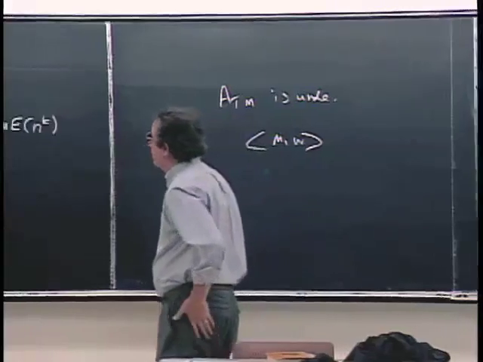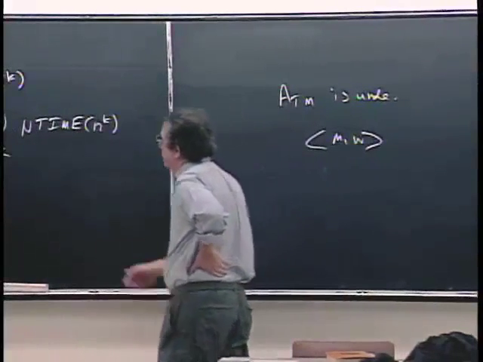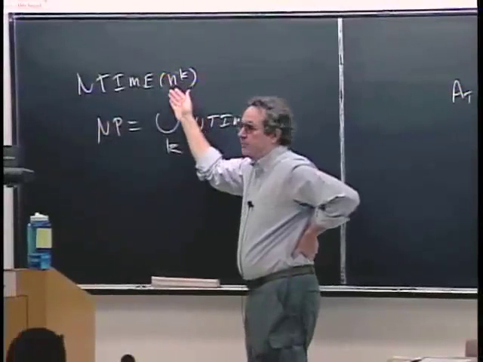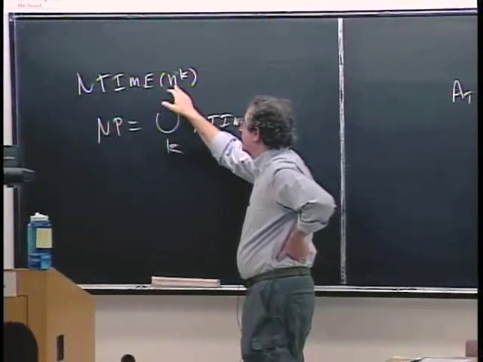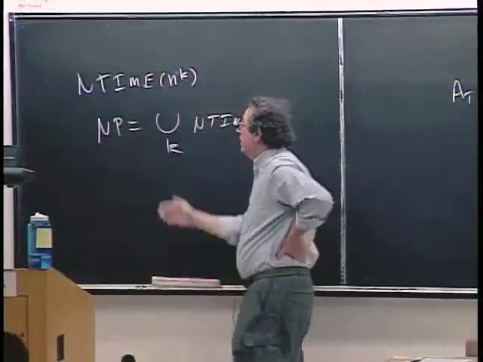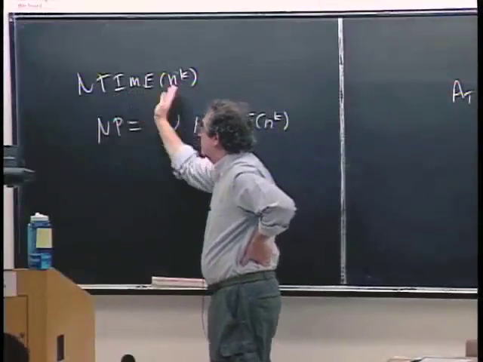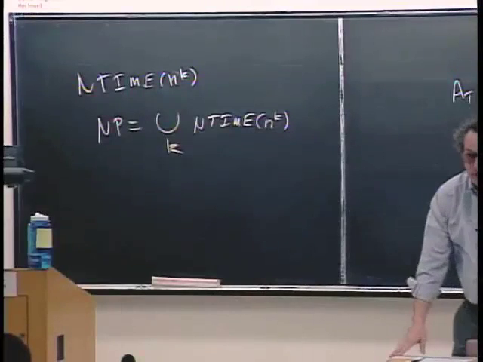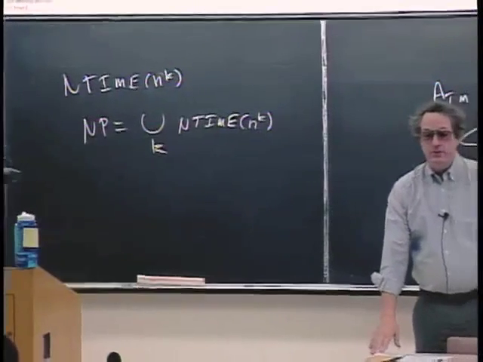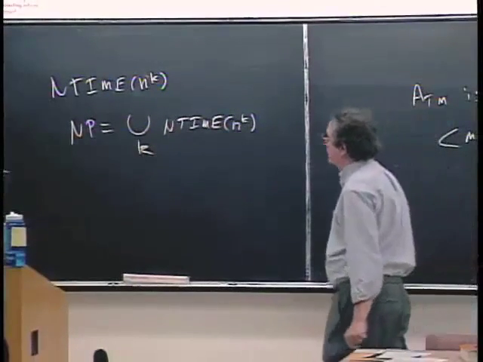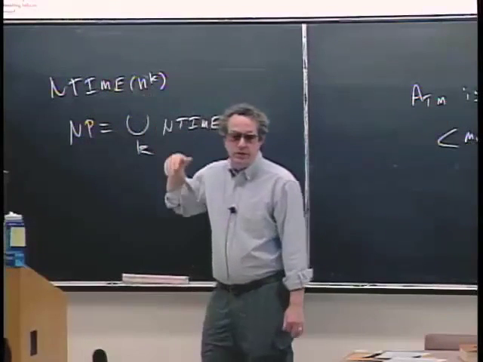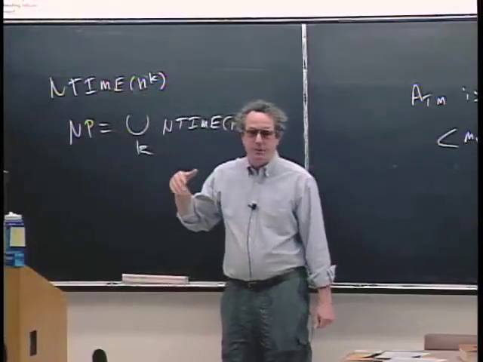Let me remind you where we were last time. We had defined non-deterministic time, non-deterministic polynomial time. So this is a polynomial function of n where the exponent is k. And this is a set of languages. This is the set of all languages which can be decided by some non-deterministic Turing machine whose worst case running time is bounded by a polynomial function.